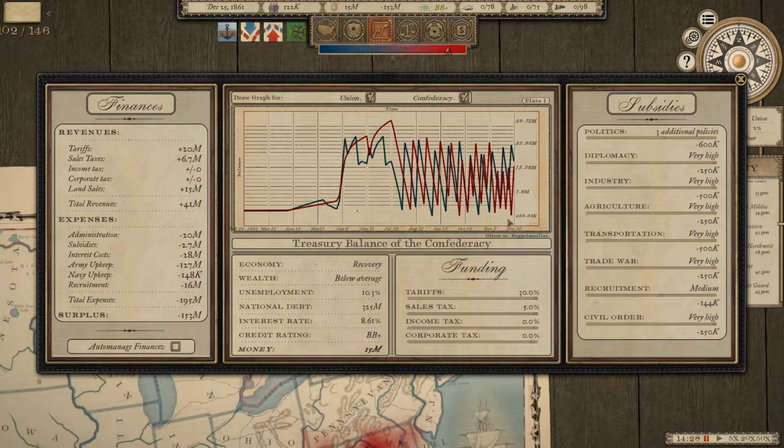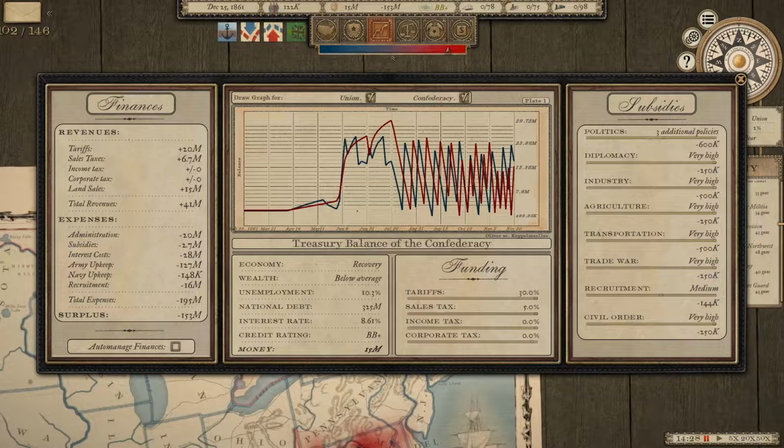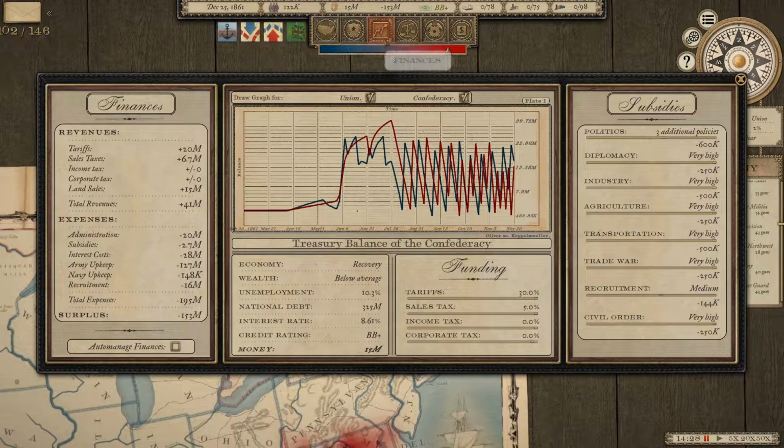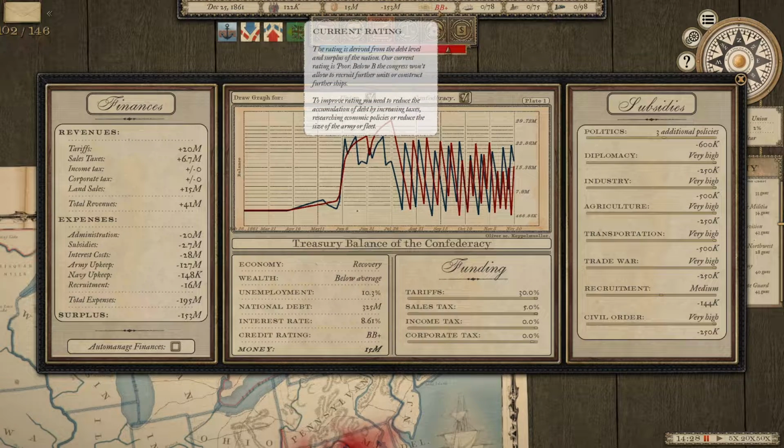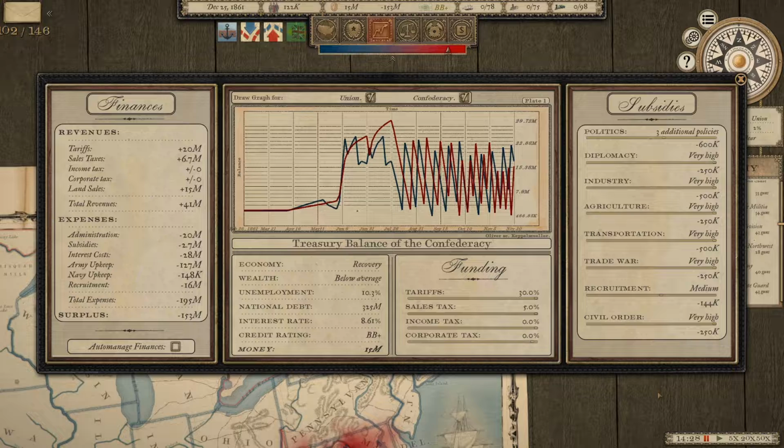But when your credit rating drops below a certain point, and I think it tells us in-game it's B or something like that, I think we can actually find out. Is it here? Yeah, so you see in the explanation when you hover over, our current rating is poor. If we go below a B, though, we're at double B+. Congress won't allow further recruitment of troops. I can tell you can't purchase weapons, and you cannot build up your Navy. So that's what happens when your credit rating drops too low.